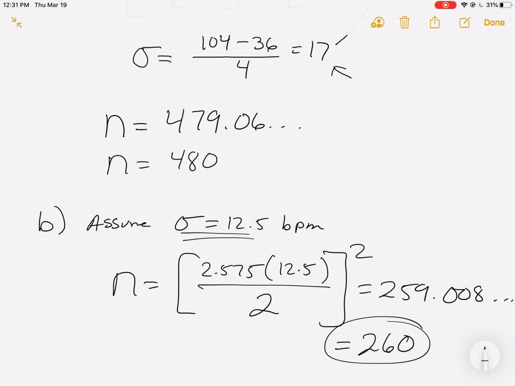Now the 480 was if you didn't have any background information. So the 480 is going to be a very safe number to do. But if you wanted to cut that down, you could use what happened in a prior study. So C just has you compare those results.